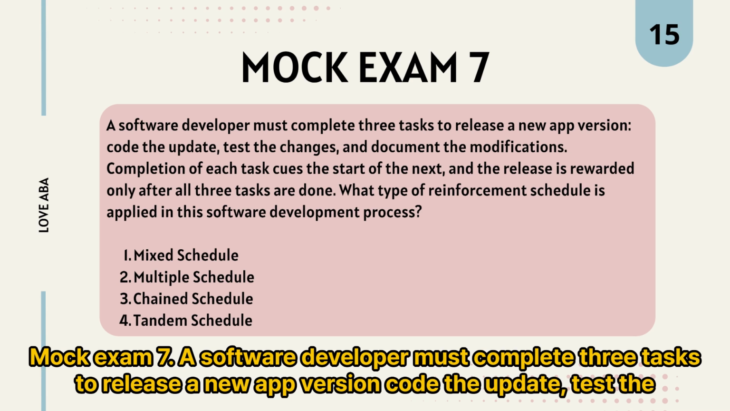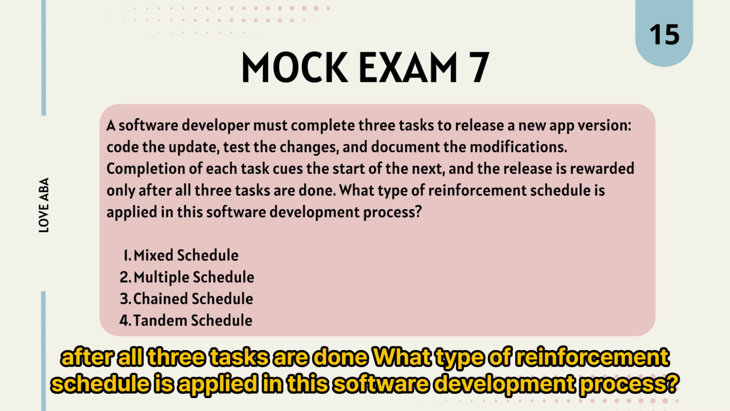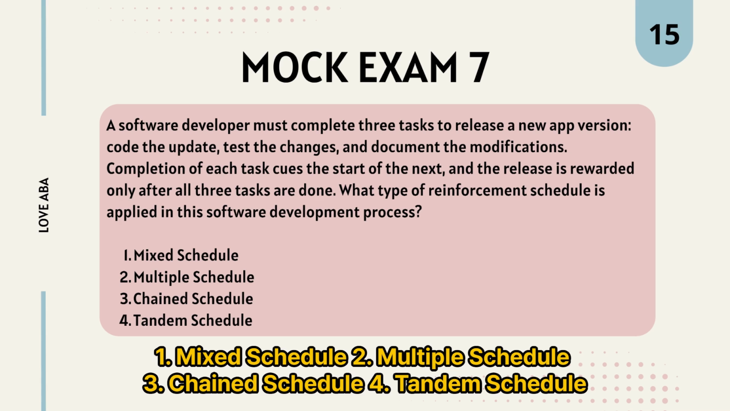Mock Exam 7. A software developer must complete 3 tasks to release a new app version: code the update, test the changes, and document the modifications. Completion of each task cues the start of the next, and the release is rewarded only after all 3 tasks are done. What type of reinforcement schedule is applied in this software development process? 1. Mixed schedule. 2. Multiple schedule. 3. Chained schedule. 4. Tandem schedule.